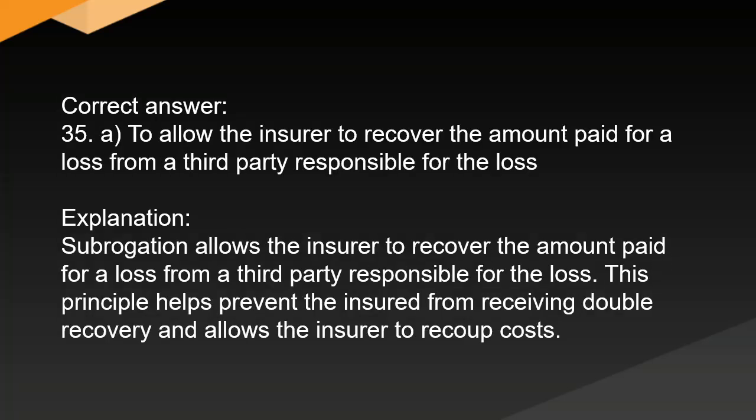Correct answer. A. To allow the insurer to recover the amount paid for a loss from a third party responsible for the loss. Explanation. Subrogation allows the insurer to recover the amount paid for a loss from a third party responsible for the loss. This principle helps prevent the insured from receiving double recovery and allows the insurer to recoup costs.